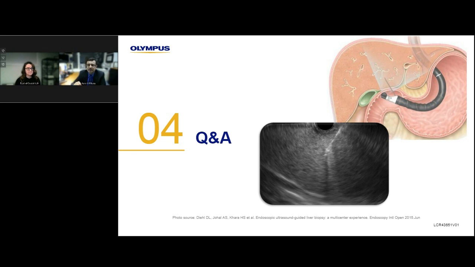Then you would do an EUS liver biopsy, again, with a completely different puncture site, because now you're not aiming at the vessel, you're trying to avoid the vessel. And for the EUS-LB, you would go transgastric into the left liver parenchyma, and for the right lobe, you'd go transduodenal into the right liver parenchyma.